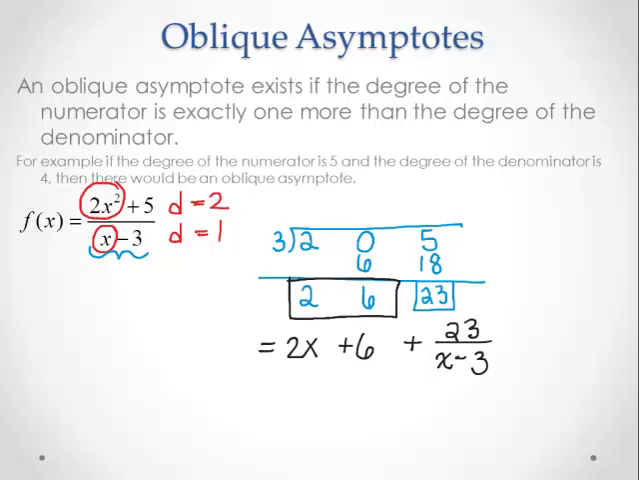So the oblique asymptote occurs right here at 2x plus 6. I'm just going to write OA for oblique asymptote, which occurs at y is equal to 2x plus 6. When I'm graphing my function, I would actually graph the line y is equal to 2x plus 6 as a dotted line, and that's what the endpoints of my graph are going to go towards.